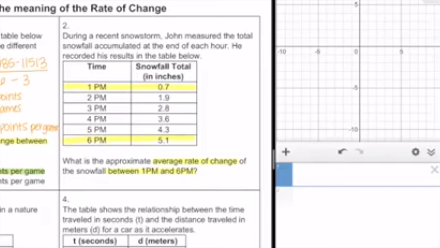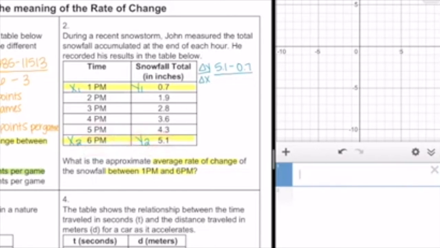Okay, so if we're going to look at x1 and y1, x2 and y2, and we're trying to find the change in y over the change in x, we're going to subtract our y values. Typically we start at the bottom. You don't necessarily have to, but whichever y value you start with, you also have to start with that x value. So if we start with 5.1 and subtract 0.7, then on the bottom, since we used 5.1, we have to start with 6 p.m.